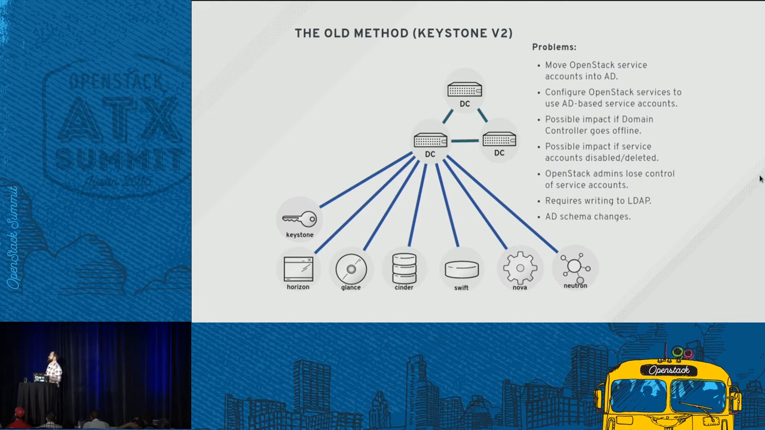If something happens to your service account while it's in AD, it could become disabled, or some security policy gets applied that disables it, or the password expires. You're going to have a bad time because that service could get impacted and not be able to start properly. I suppose also for political reasons, OpenStack admins are going to lose control of service accounts. You might not always like that. But there are also things to make the AD admins uncomfortable, because it required writing to LDAP. And if you can avoid that, that should be the way to go.